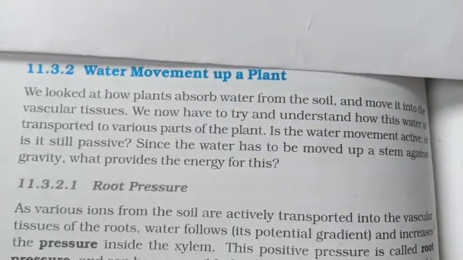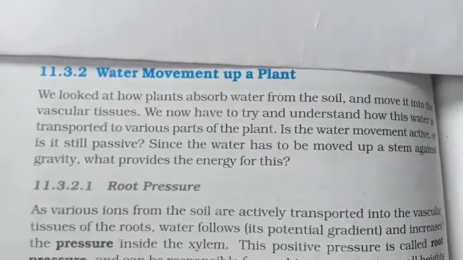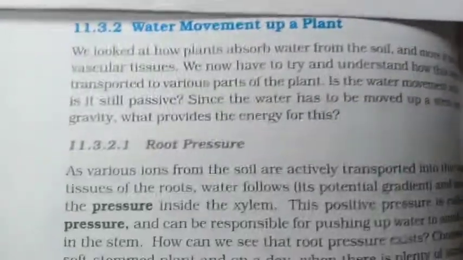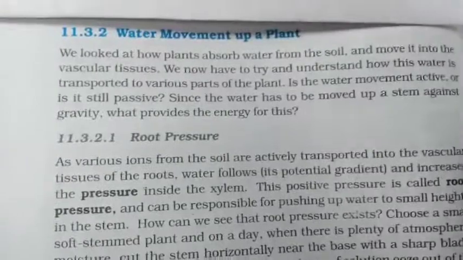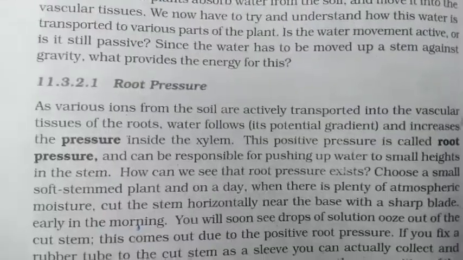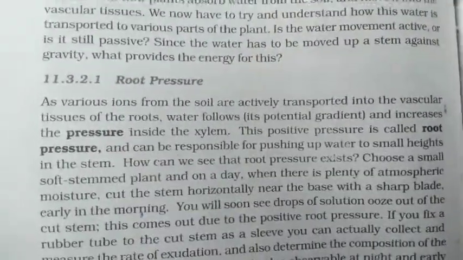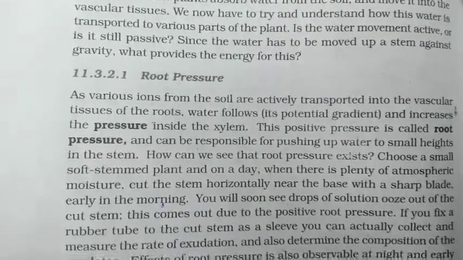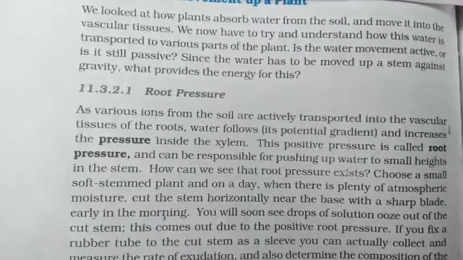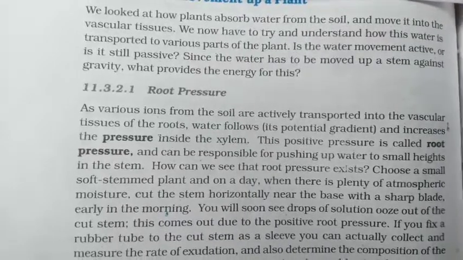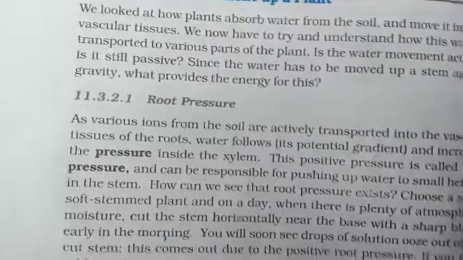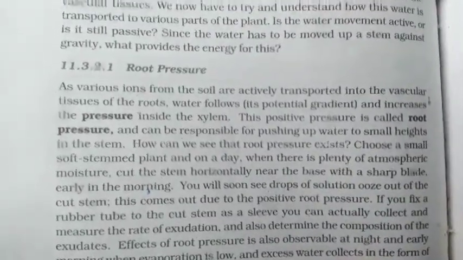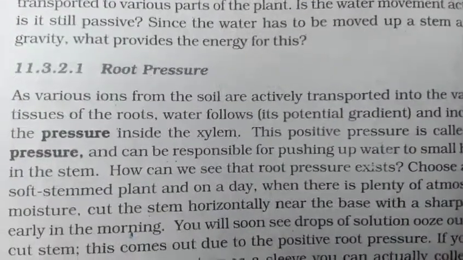Since the water has to be moved up a stem against gravity, what provides the energy for the water to be taken up to tall trees and to decent heights, from the root level to the upper parts of the plant above ground? Firstly, what is responsible for the movement of this water is the root pressure.